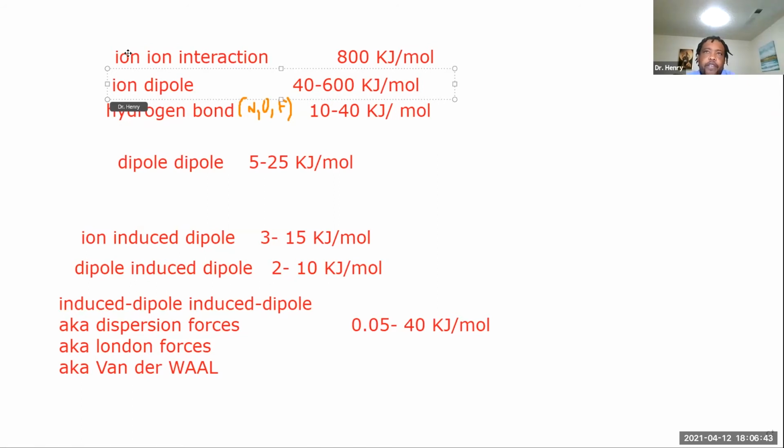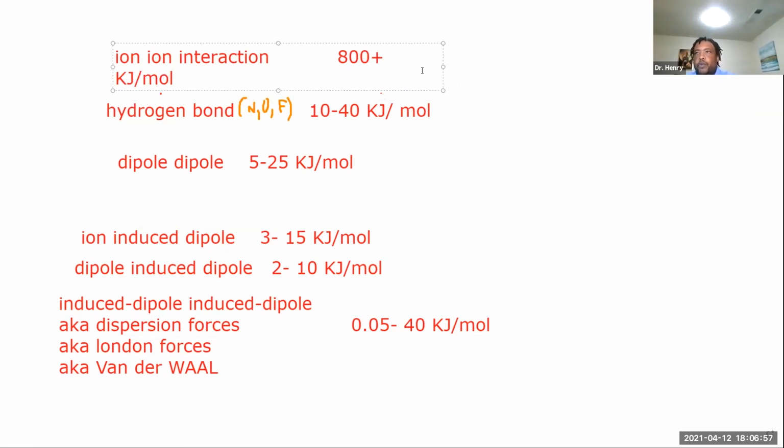The ion interaction is considered a traditional chemical bond, right? So it's an ionic bond. We know that that guy is relatively strong for anything. This is like 800 plus, I should say, because some of them get really, really strong. Are there any questions?